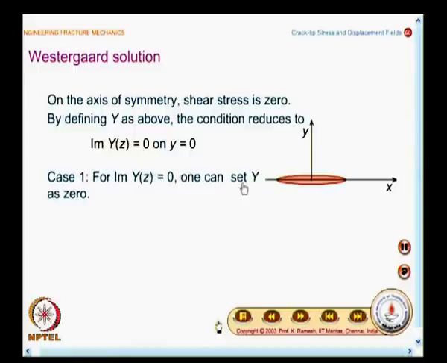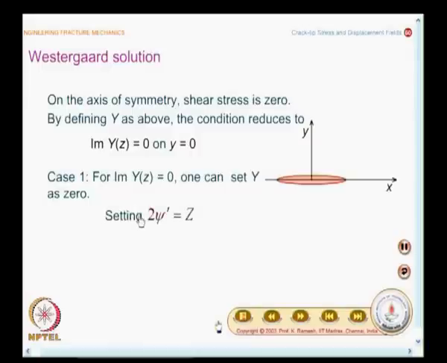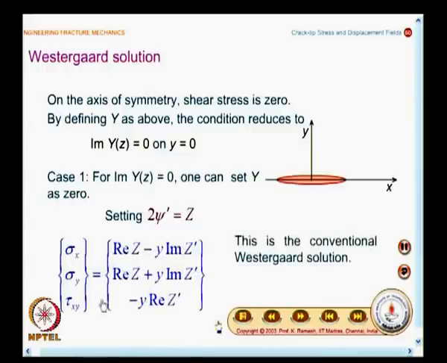Suppose I take capital Y equal to 0, which is very similar to what Westergaard did, no function like Y exists at all, then I get Westergaard stress functions. The expression of the stress field would be the same as what you see in the Westergaard solution, and you will also have to set 2 xi prime equal to capital Z, then I get the conventional Westergaard solution.